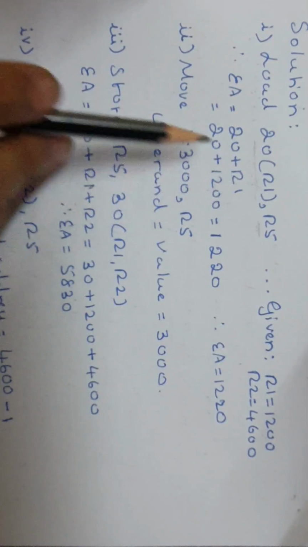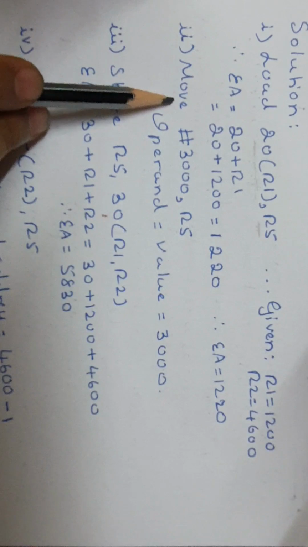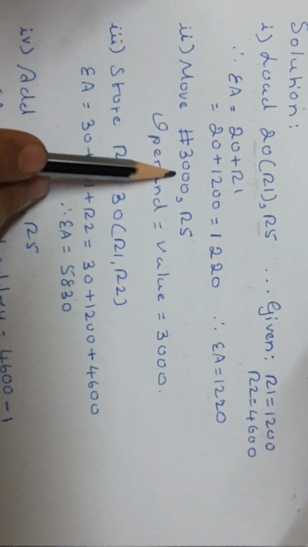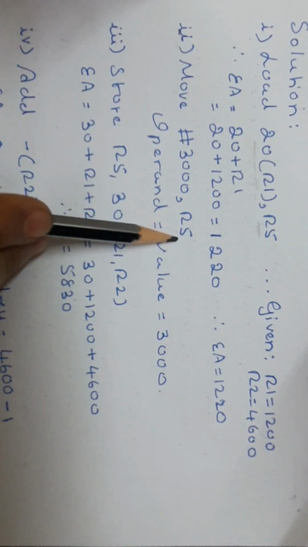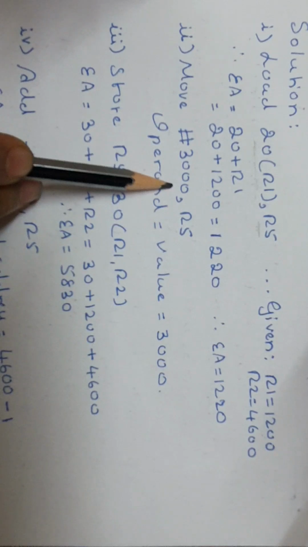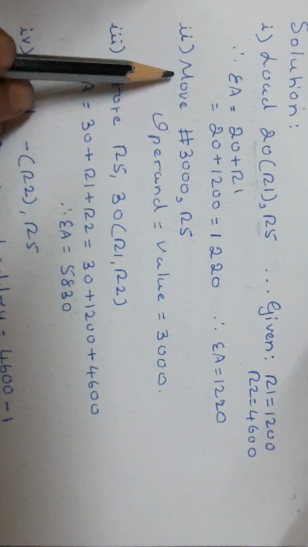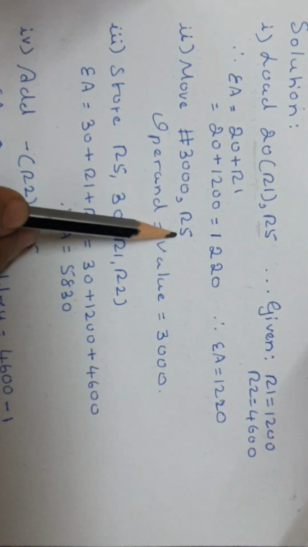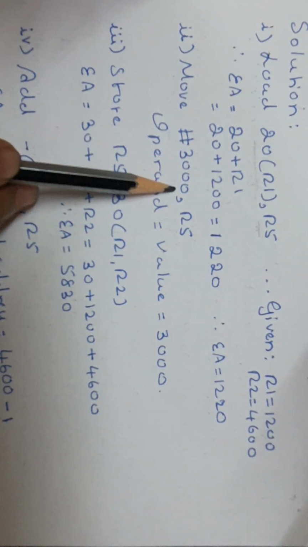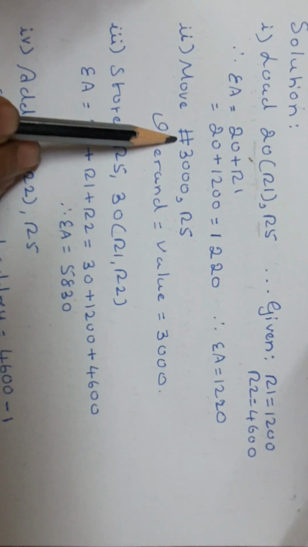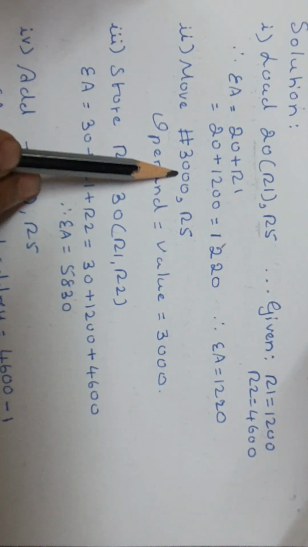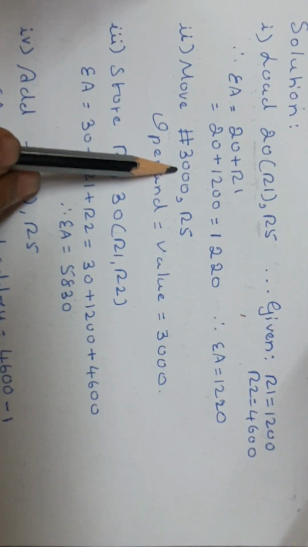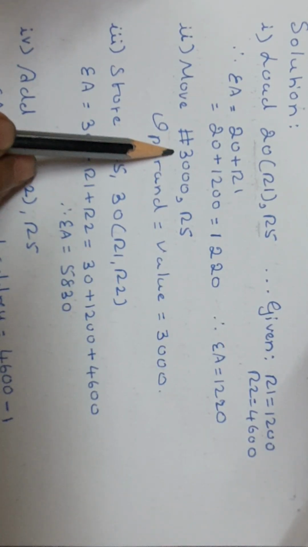So after this one instruction, next move hash 3000 comma R5. So this is the source and this is destination. Move means it copies the content of this to this destination register here. So the content of this means here hash means it is a number. Which number? 3000. So which operand is to be copied? Okay, this is immediate addressing mode.